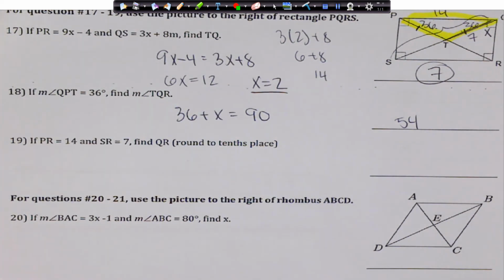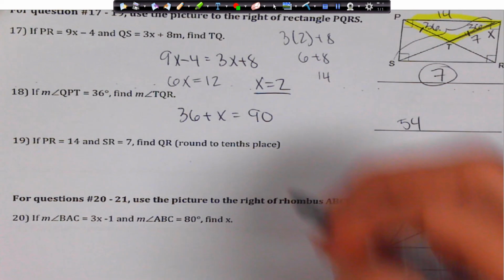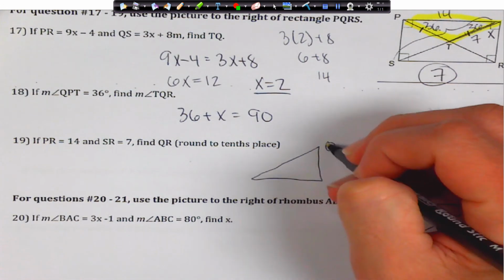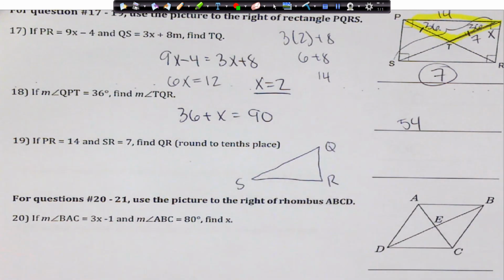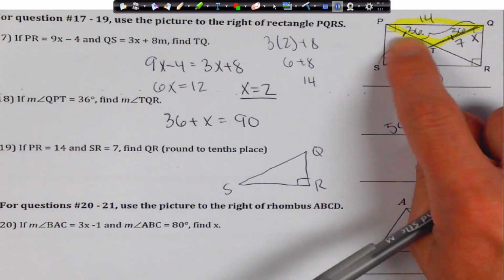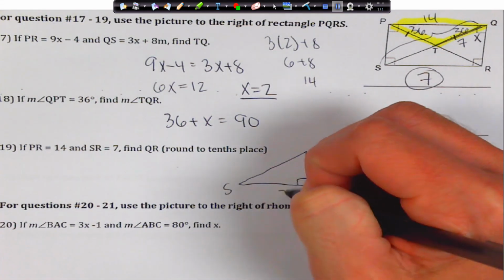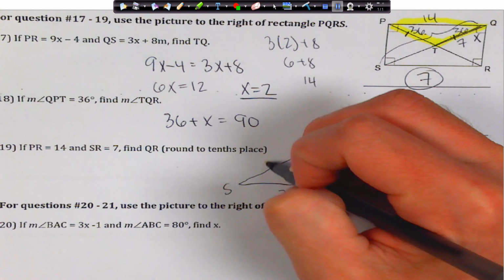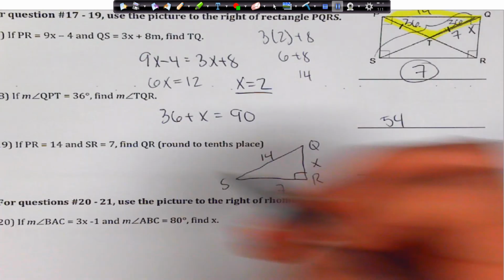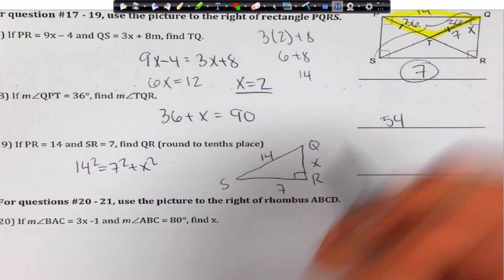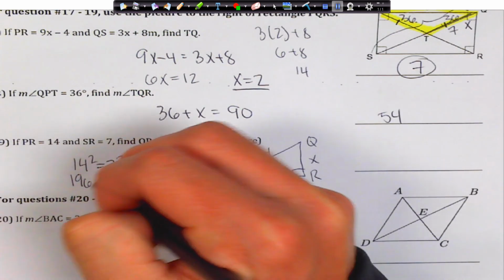Number 19 is a Pythagorean theorem problem. I'm just going to do it quickly. But basically you're looking at these lines right here, whoop, went dark on you. This is a 90 degree angle because it is this part of the triangle. And it says QR we don't know, SR is 7. It says PR is 14. That means SQ is also 14 because diagonals are congruent. So you're going to get 14 squared equals 7 squared plus x squared. This won't be on the test, but here it is.